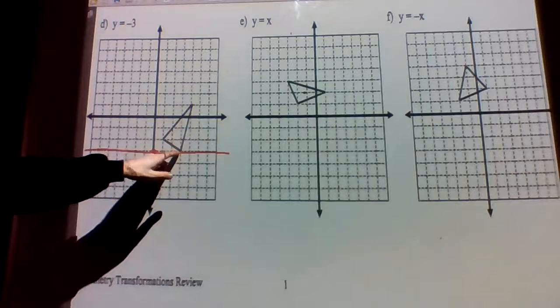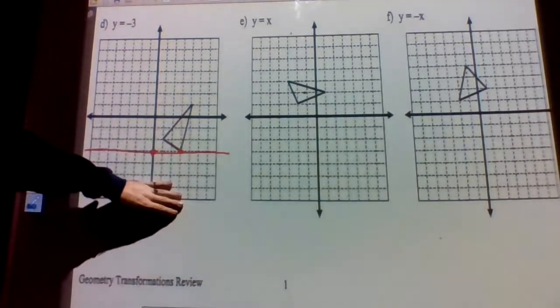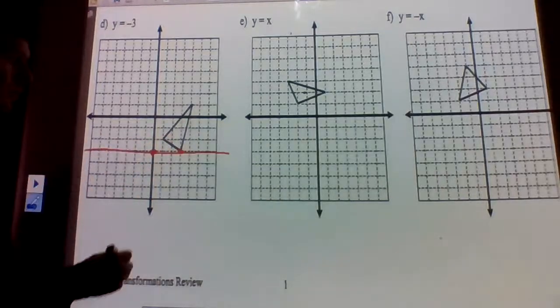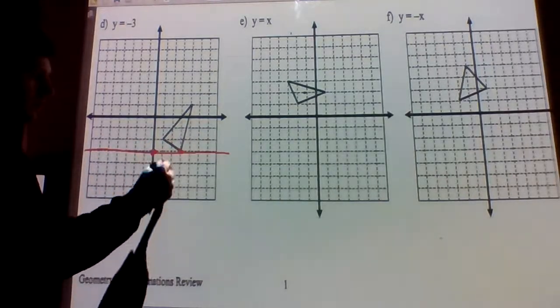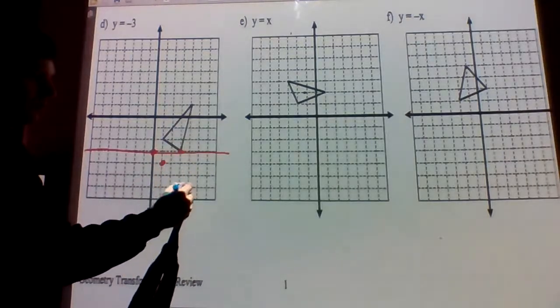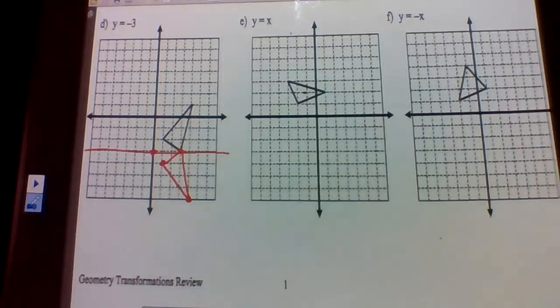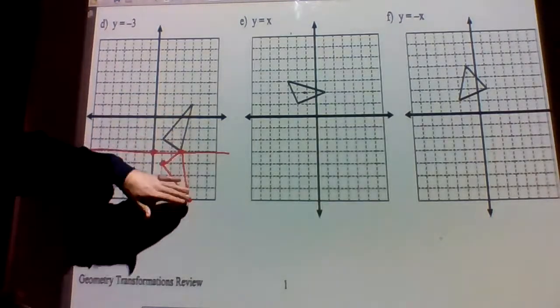All right, so this point right here is on the line. Since it's on the line, it stays on the line when you fold it over. This point right here is 1 above, so we need to go 1 below. This is 4 above, so we go 1, 2, 3, 4 below. Okay, and that's our reflection over the line y = -3. Symmetric on each side.